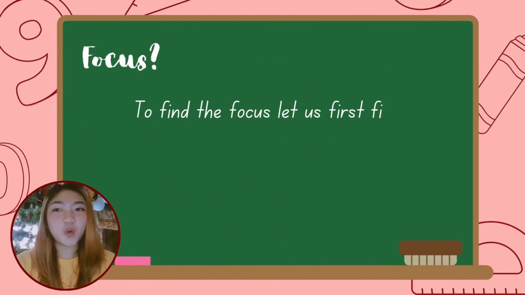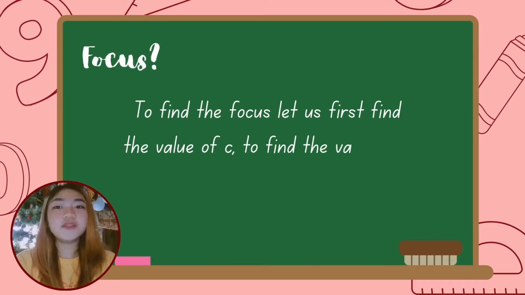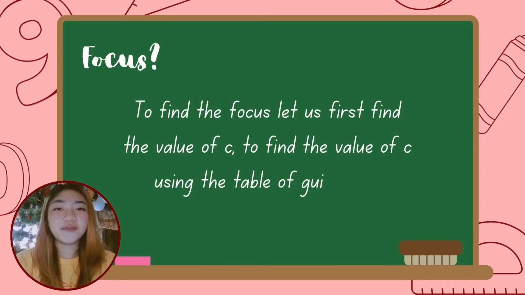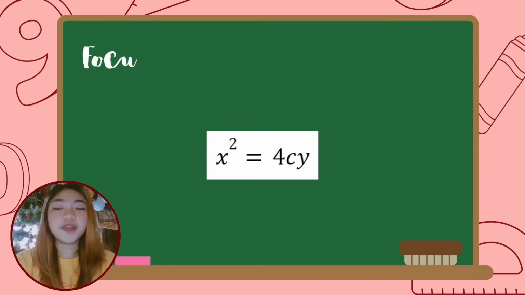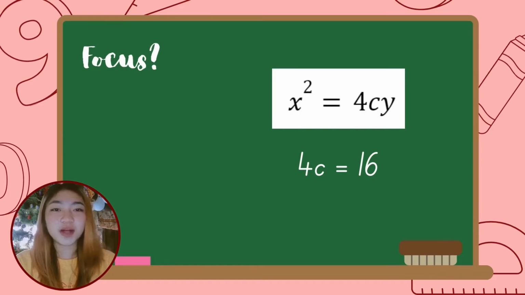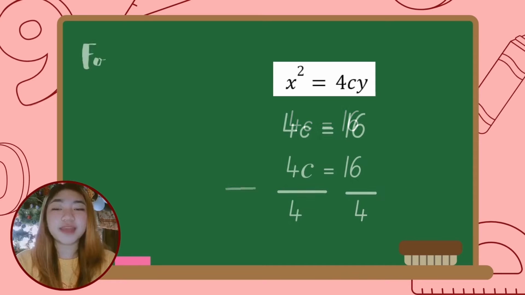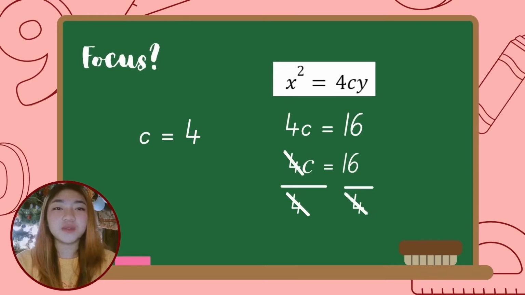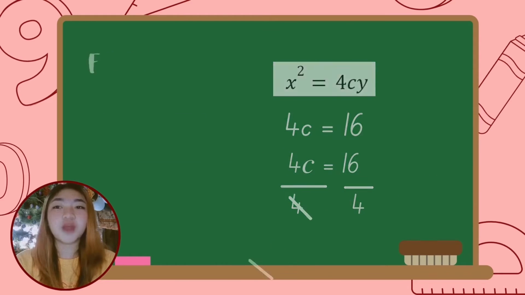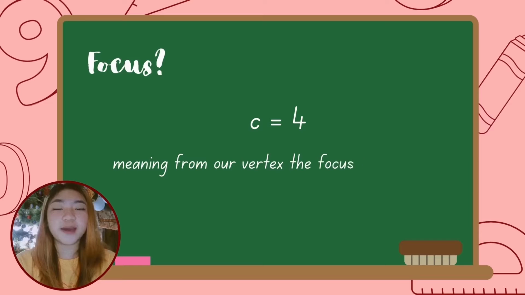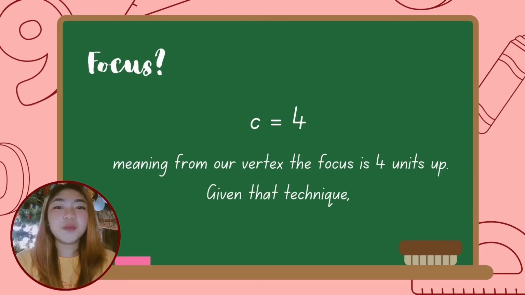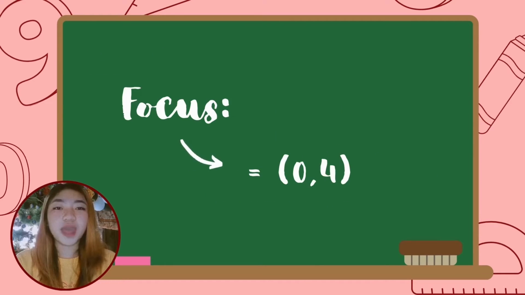Next, locate the focus. To find the focus, let us find the value of c. Using the table of guide, we have here x squared equals 4cy. In this case, we have 4c equals 16. To get c, we divide both sides by 4 and then cancel. Now, we have c equals 4 as the remaining value. So c equals 4, meaning from our vertex, the focus is 4 units up. Given the technique, we can say that our focus is 0 and 4.